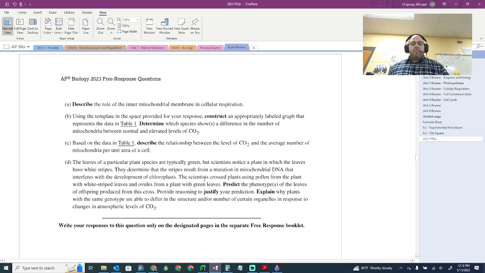Hopefully this was helpful. This was a big question. Typically the graph is going to give you 1, 2, 3, 4 points. It'll be 3 for the construct part, 1 for the determine. So 4, 5, 6, 7, 8, 9 points for this one is what I am seeing. Hopefully you got all 9 points.